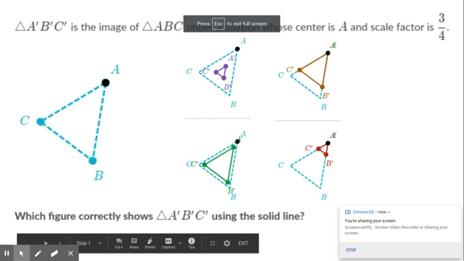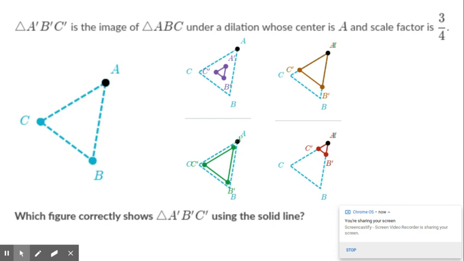Okay, so we're supposed to figure out which one of the options over here to the right shows the proper dilation based on the fact that A prime, B prime, C prime is the image of ABC under a dilation whose center is A and the scale factor is 3/4. So first things first, we're supposed to understand that A is the center of dilation, and we're also supposed to remember that the scale factor is 3/4.